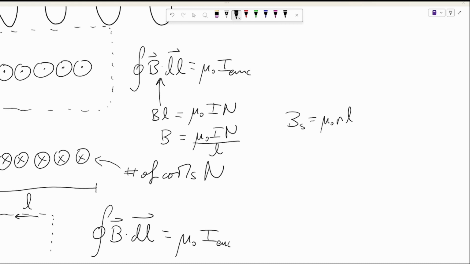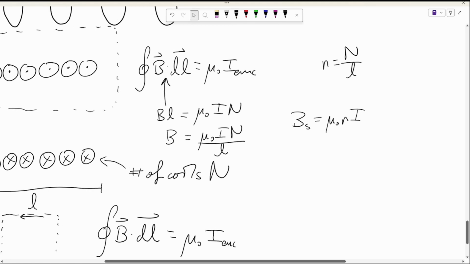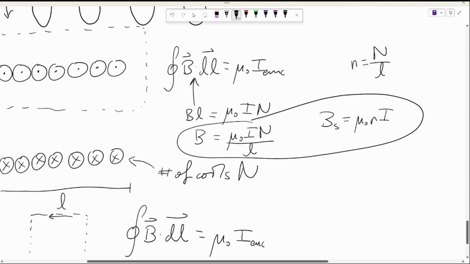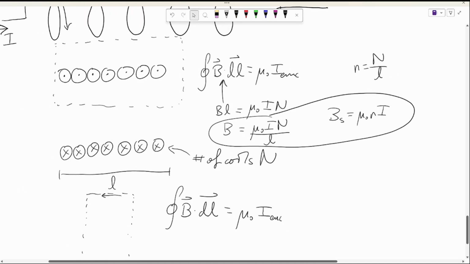It might be, oh, not L, sorry, I. So what they've done here is they've defined little n to be big N over L. So little n is the number of coils per unit length. So these are the same thing. So that is the strength of the magnetic field inside a solenoid. And you'll notice it doesn't depend on where you are inside the solenoid. So you could be down here or up here or right in the middle. The field strength is all the same.